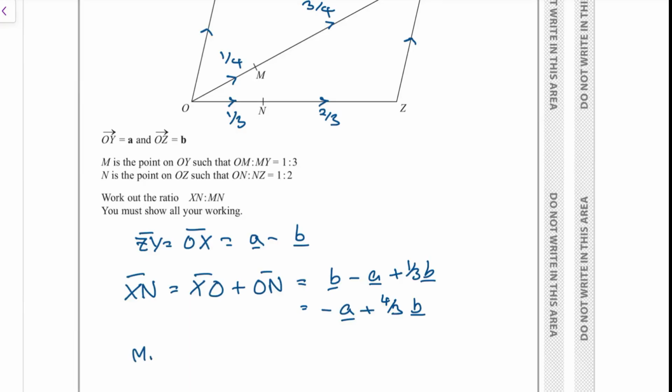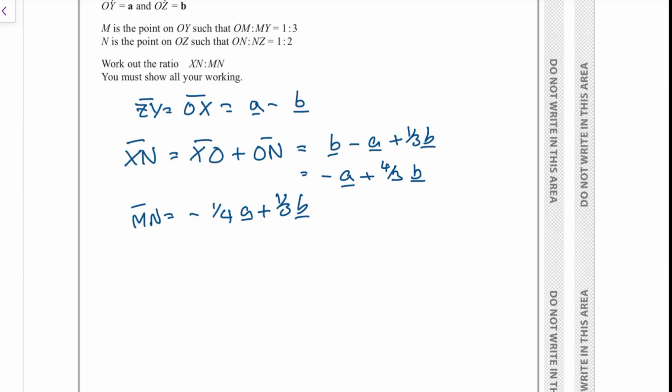M to N. The nice thing about this is I know if I got it right, because I know it'll be a multiple of X to N. It'll be a fraction, but it'll be a multiple of it. So M to N goes the opposite way, so it's minus 1/4 A plus a third of B. Now, what do I do to this to get this? Well, it's 4 times larger, isn't it? And actually this is also 1/4 of that. So actually that's, yeah, good.